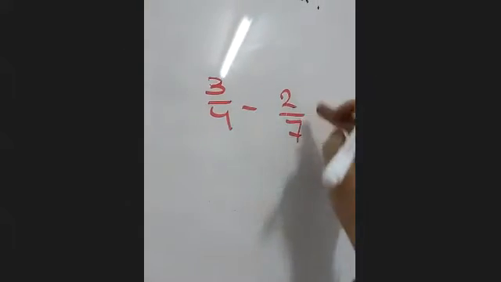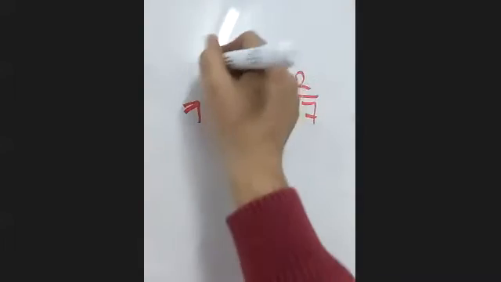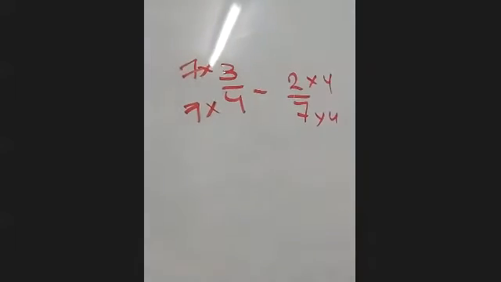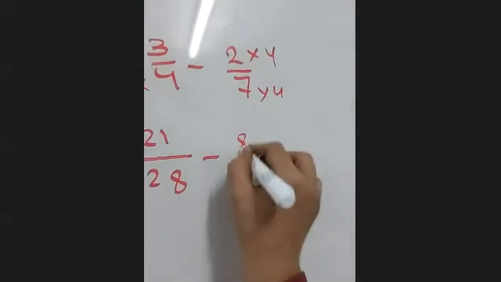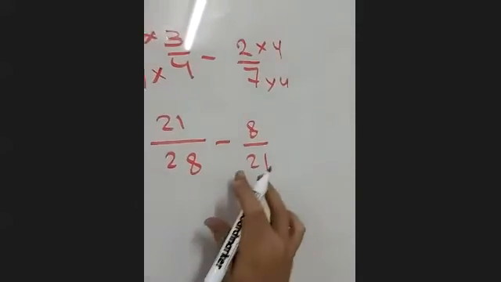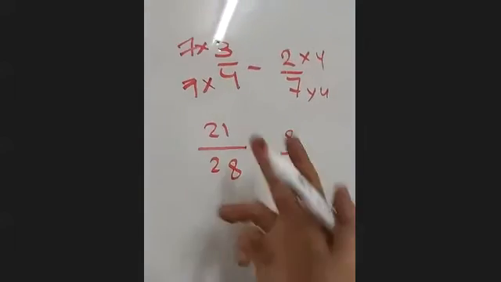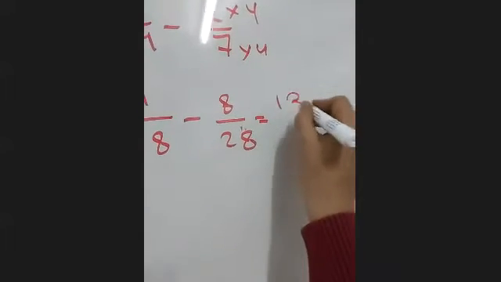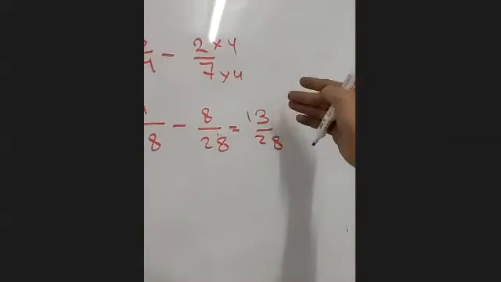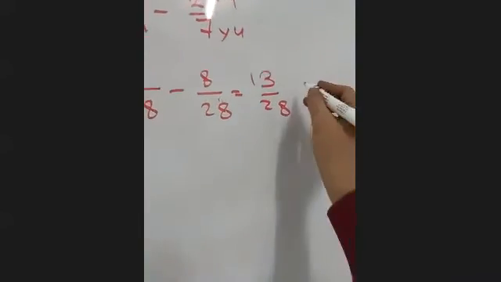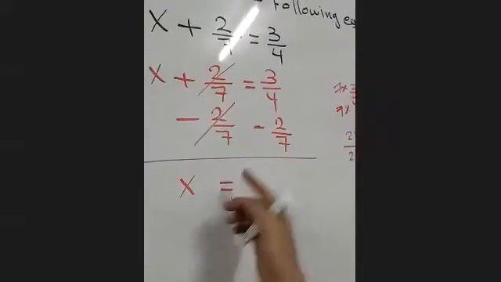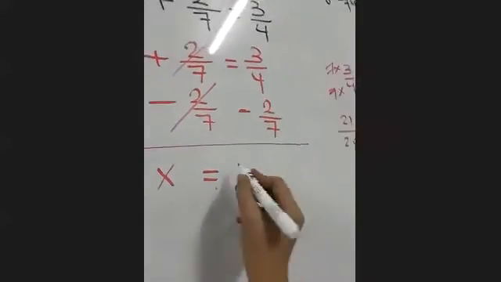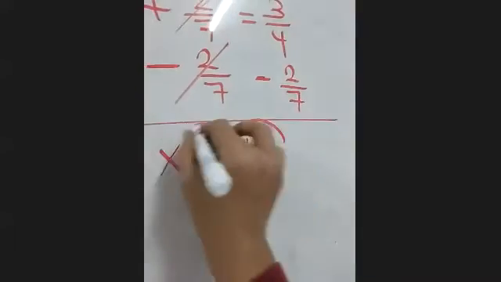Now, 3/4 minus 2/7: times 7, times 7, times 4, times 4. We did that before. Now, here 21, here 28, here 8, here 28. Now, 21 minus 8, how much? 13/28. Simplify, mixed number, decimal, I don't care. Give me the answer, 13/28. So x equals 3/4 minus 2/7, which is 13/28. This is the value of x.